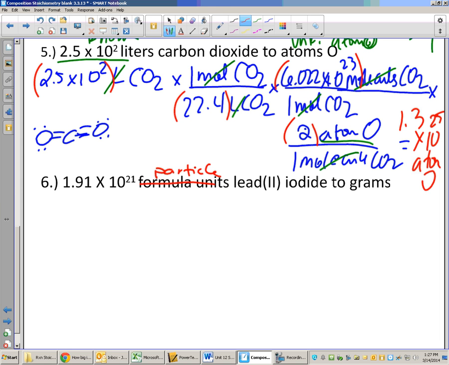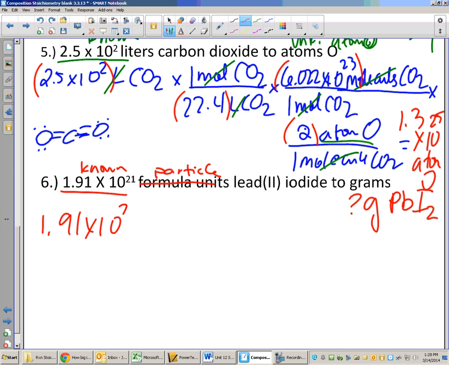All right, so if I start with my known here, and my question mark is grams of what? What's the formula? PbI2, right? Because lead has a 2 plus, and iodine has a 1 minus, crisscross down, that's what we're looking for. All right, so 1.91 times 10 to the 21, I'm just going to say particles. Particle, or you can put formula unit, either way, of lead II iodide.